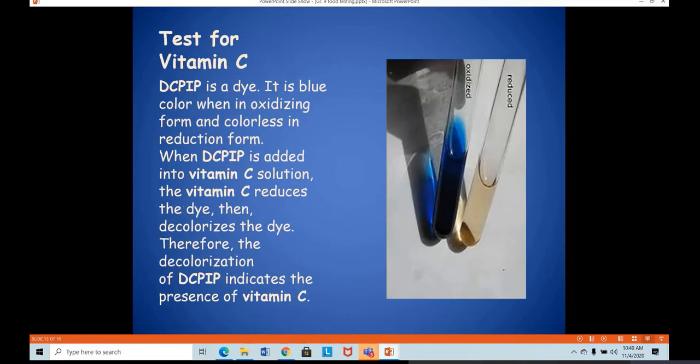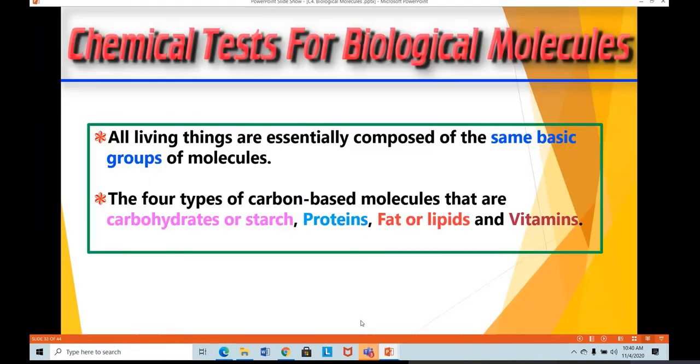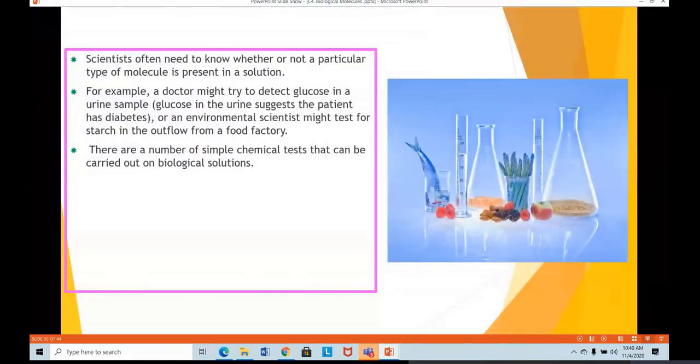All right, so let's move back to our presentation now. Even in this presentation, the various chemical tests for biological molecules are repeated as a kind of revision for us. All living things are essentially composed of the same basic group of molecules. The four types of carbon-based molecules are carbohydrates or starch, proteins, fats or lipids, and also vitamins. Scientists often need to know whether or not a particular type of molecule is present in a solution, for which we need to do the various food tests which we spoke about already.